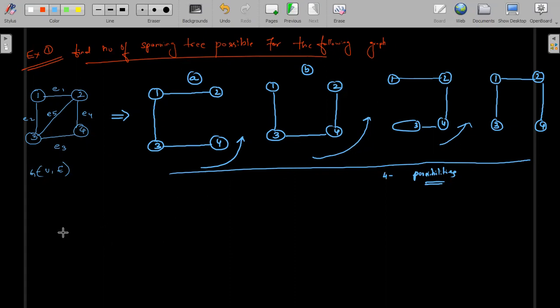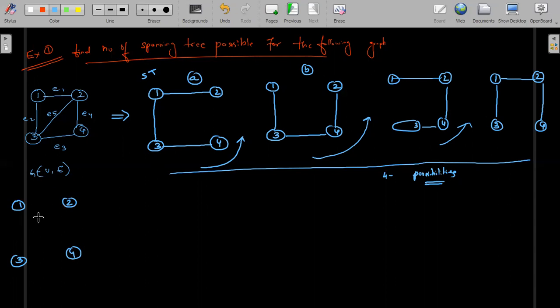I can check with this. One more thing: is it possible like this also? See here, I will remove. I will start from here: 1, 2, again 3, again 4. Can I connect all the 1, 2, 3, 4? Everything is connected. Nothing but it's a spanning tree. This is also connected everywhere. That's the reason why it is a spanning tree.